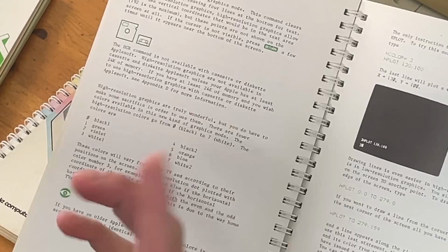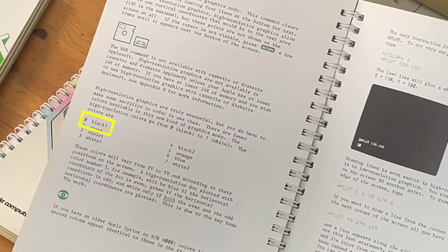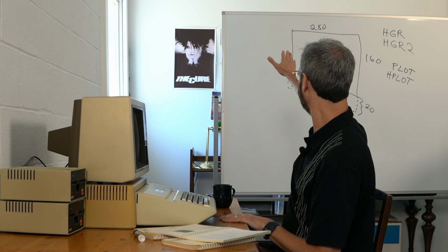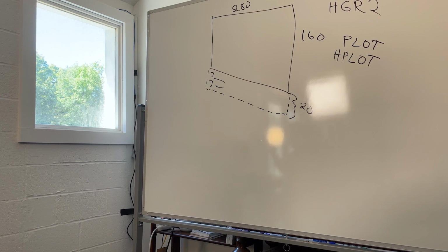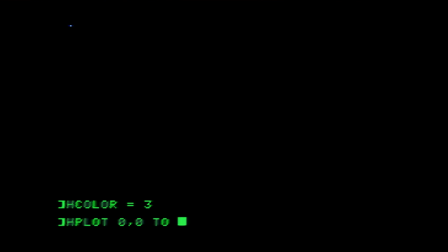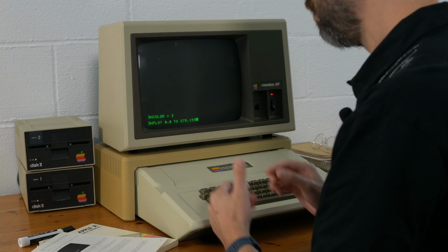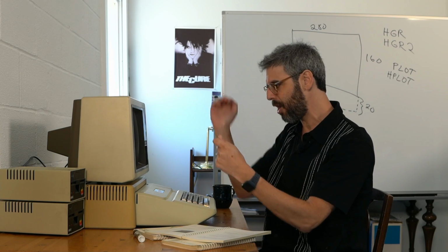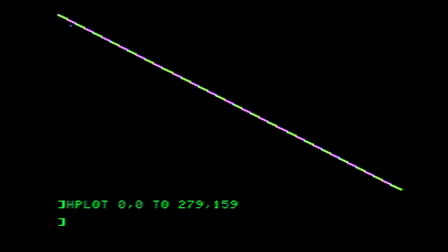It says here now, color-wise, high resolution graphics are truly wonderful, but you do have to make some sacrifice in order to use them. There are fewer colors available. The high resolution colors go from 0, black, to 7, white. Let's set the color to white just to start. Now, let's see if we can draw a line from the top left to the bottom right. With 280 by 160, the edge pixels are index 279, 159. Oh, look at that beautiful line.